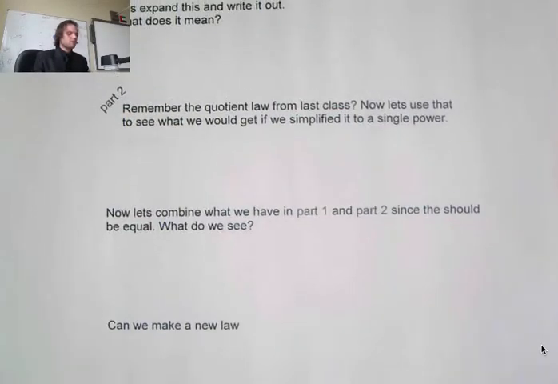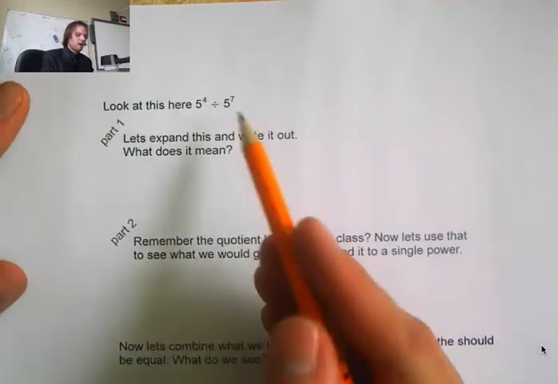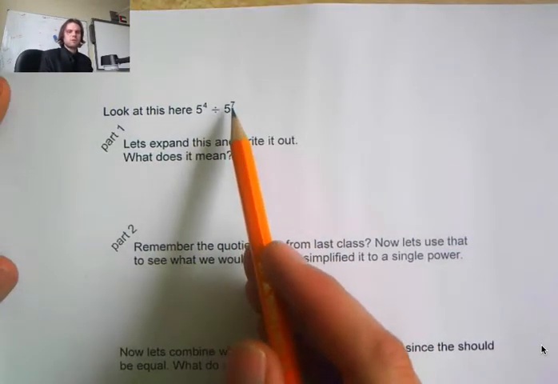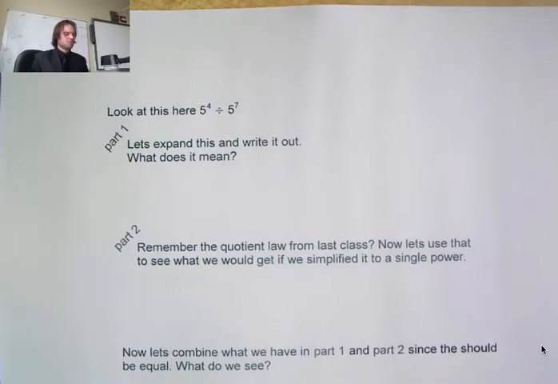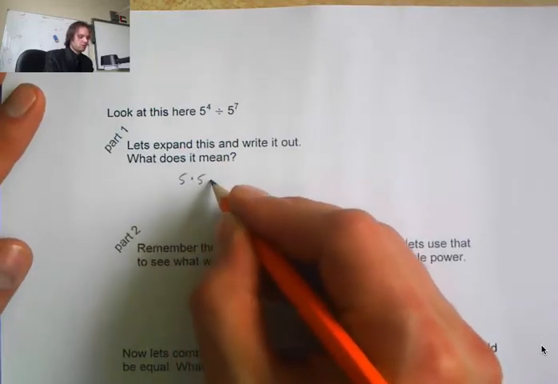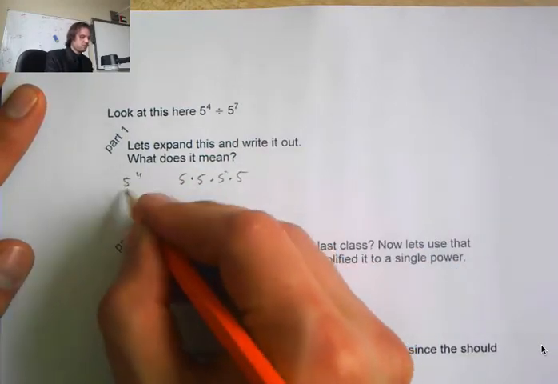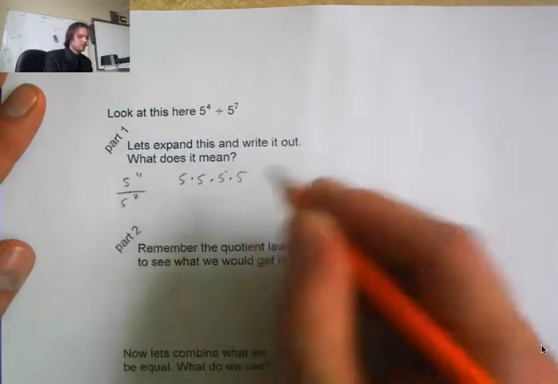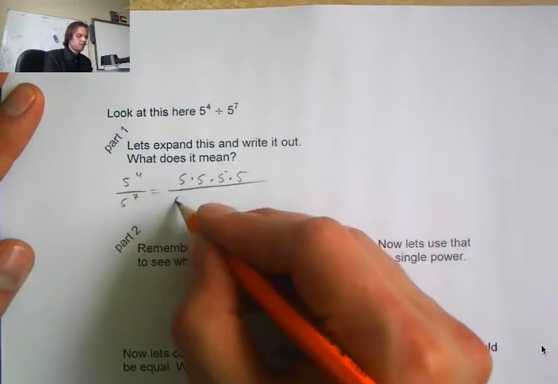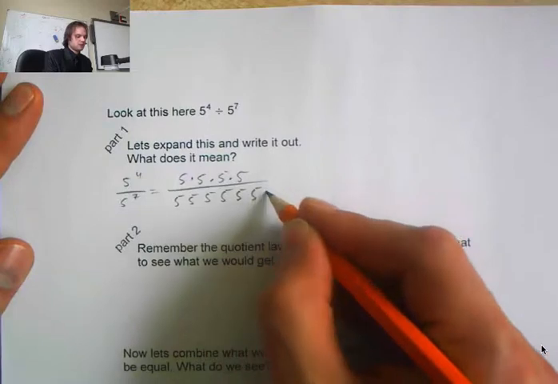Now let's take a look at another way of looking at this. We have 5 exponent 4 divided by 5 exponent 7. Let's expand each and write it out. What does it mean? This means 5 multiplied by 5 multiplied by 5 multiplied by 5, over 5 exponent 7, so we have to divide by 5 seven times.